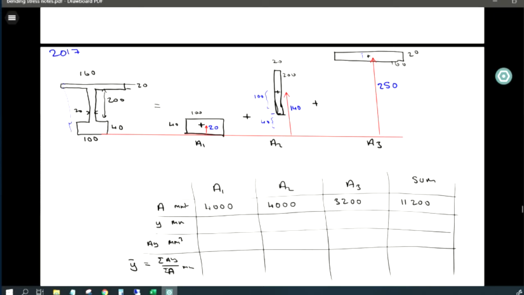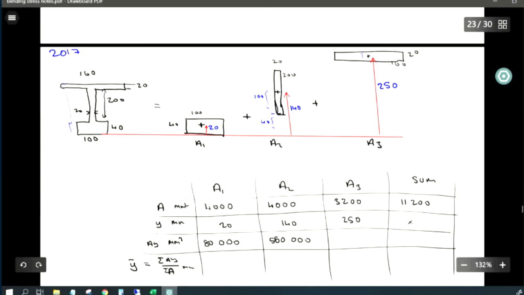Okay, the y's we already have there. So the first one was 20, the second one 40, the third one was, doesn't mean anything. So A times Y, if you multiply those out, you get 80,000, 560,000, and 800,000.